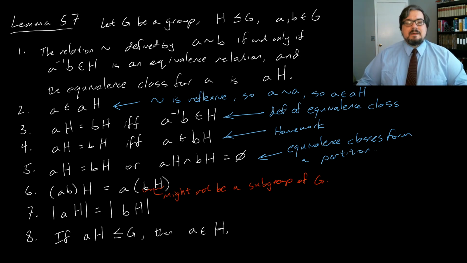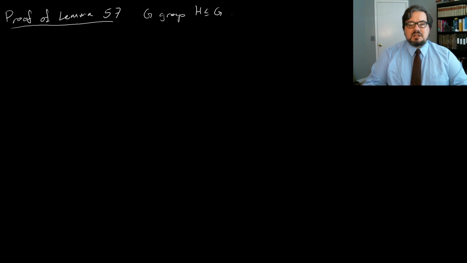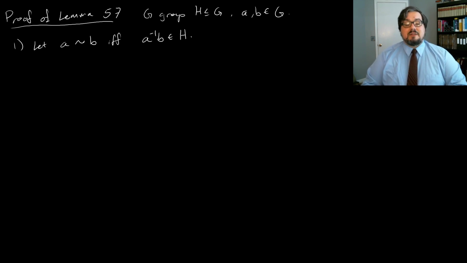So let's look at the proof of this. As we've seen, the driving result of this lemma is part 1, showing that this relation that we define here is an equivalence relation. So let's go and see how this proof goes. Proof of lemma 57. So recall that our hypotheses are that G is a group, H is a subgroup of G, A and B belong to G. So for part 1, we want to let twiddle be the relation where A is related to B if and only if A inverse B belongs to H. So in order to show that this is an equivalence relation, we have to show 3 things. We have to show that twiddle is reflexive, symmetric, and transitive.